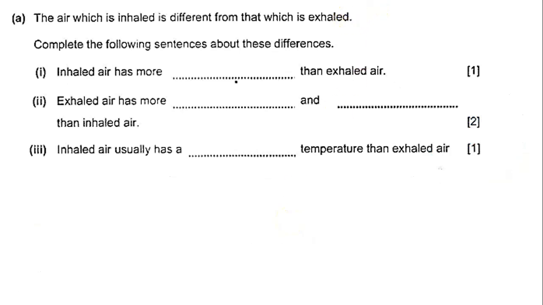Now paper 3 questions. The air which is inhaled is different from that which is exhaled. Complete the following sentences about these differences. Inhaled air has more what than exhaled air? What do you think? Oxygen. Of course, this is the most famous answer. You can say dust and particles. Why? Because they will be trapped by the mucus and pushed out by the cilia, and the air will be filtered anyway, so the exiting air will not contain those dust particles or any particles anymore.